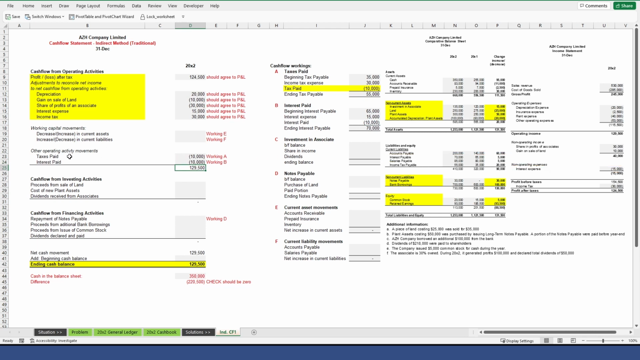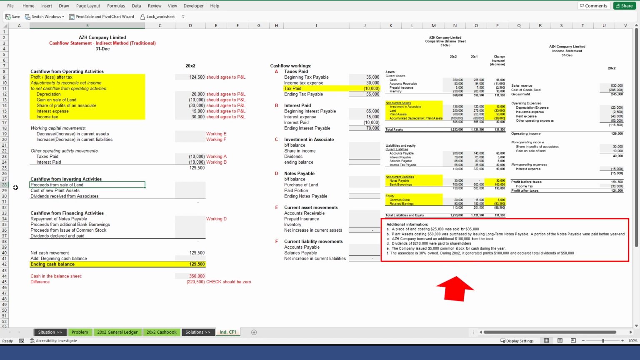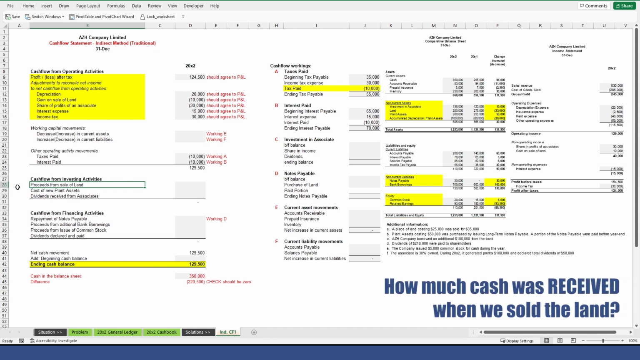This means that tax paid during the year is 10,000 negative because we paid it. Interest paid during the year is 10,000 as well, negative because we have actually paid this amount during the year. Let us quickly proceed to the investing activities. Proceeds from the sale of land. Normally, we can get it directly from the additional information. The question is, how much cash did we receive when we sold the land? And the answer is 35,000.